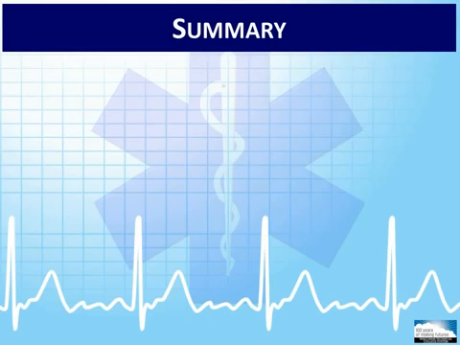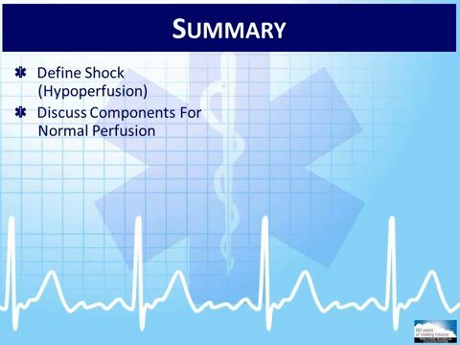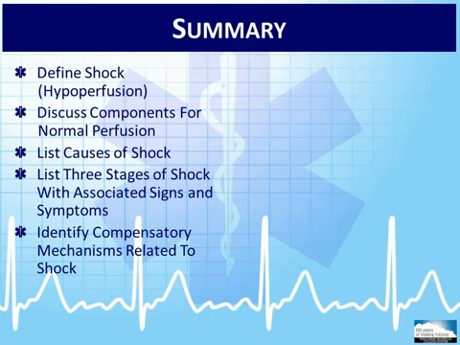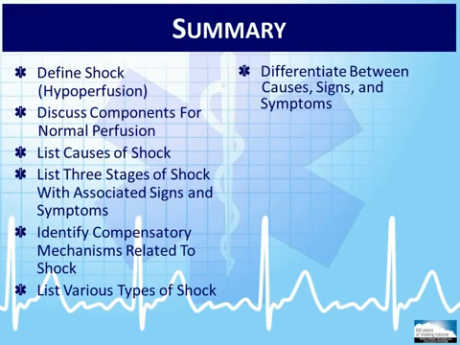That concludes this module on shock. You should now be able to define shock hypoperfusion, discuss components for normal perfusion, list the causes of shock, list the 3 stages or categories of shock, and differentiate between signs and symptoms of the 3 stages. Identify the compensatory mechanisms related to shock. List various types of shock. Differentiate between causes, signs, and symptoms of the various types of shock. Explain appropriate care for patients exhibiting signs and symptoms associated with each type of shock.